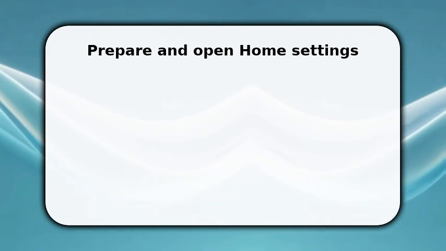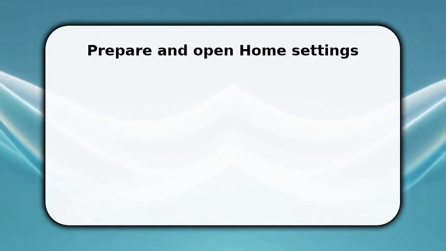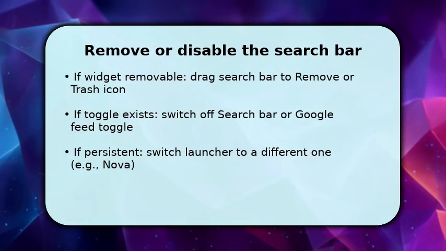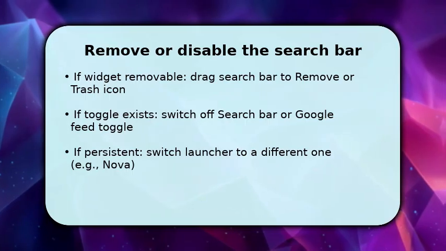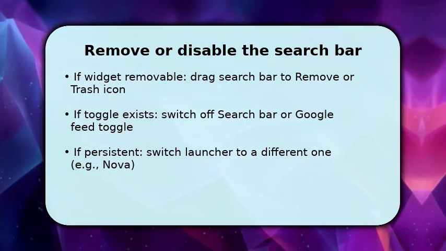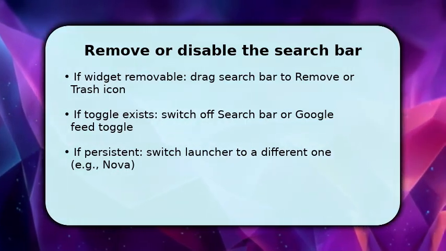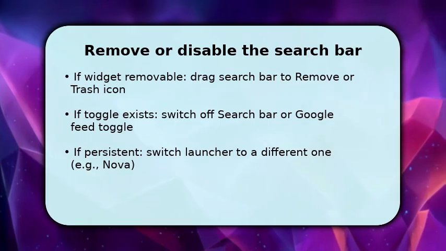Now remove the widget directly by long pressing the Google search bar and dragging it to remove or the trash icon. This eliminates the bar instantly. If your launcher uses a toggle, open Home Settings and switch off the search bar or Google Feed toggle. Make sure to confirm any prompt.